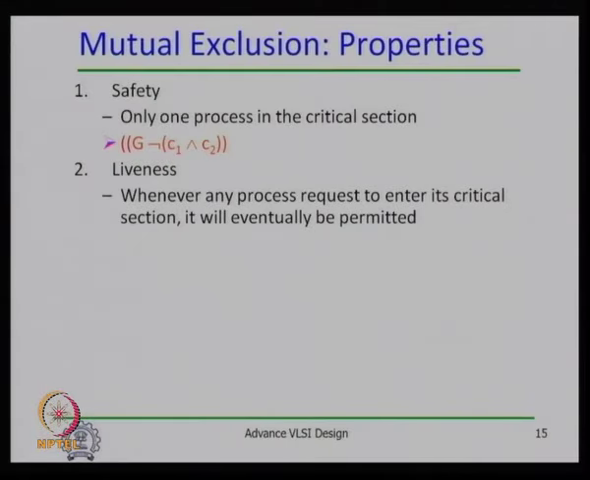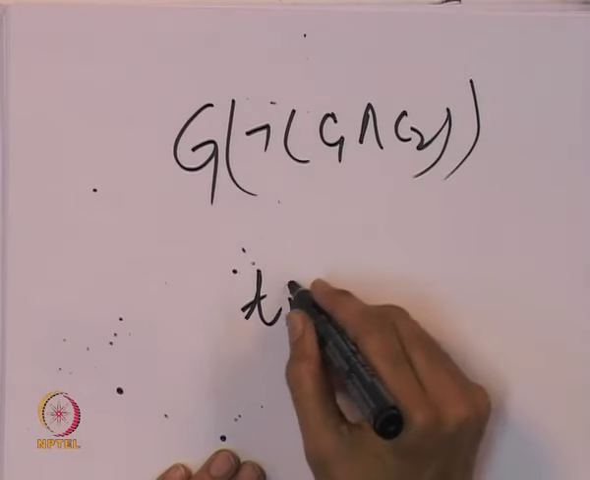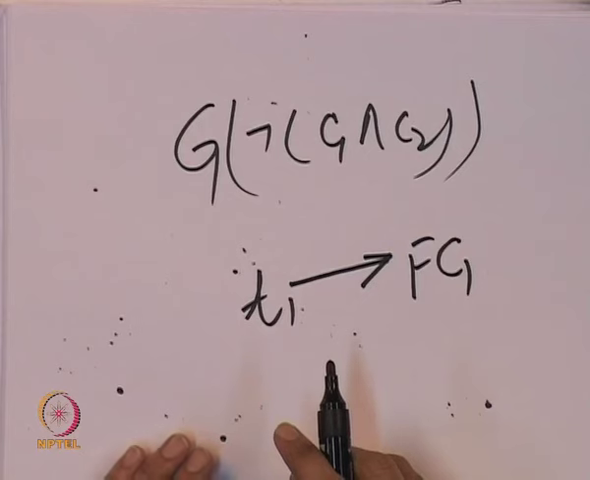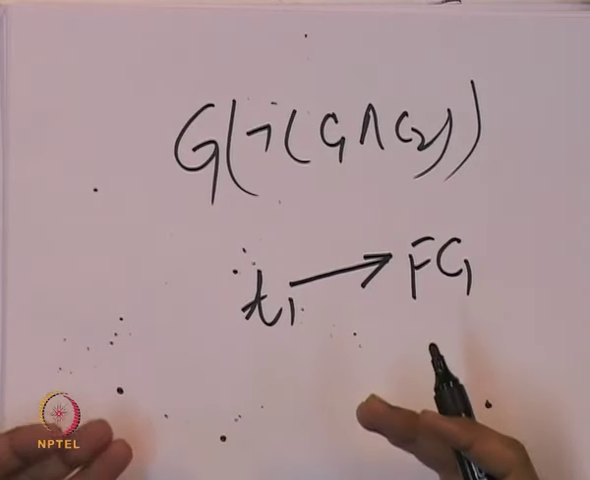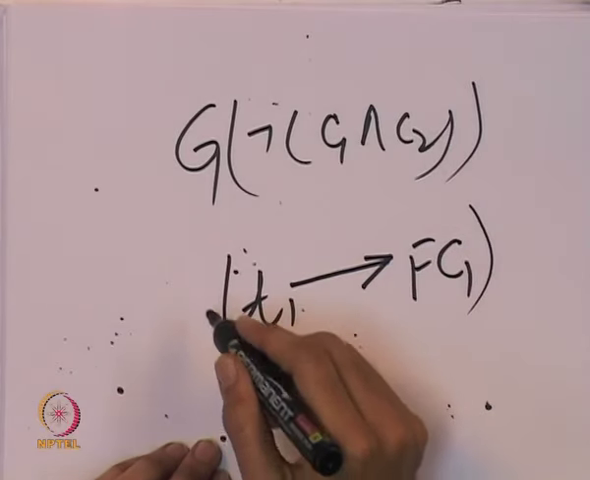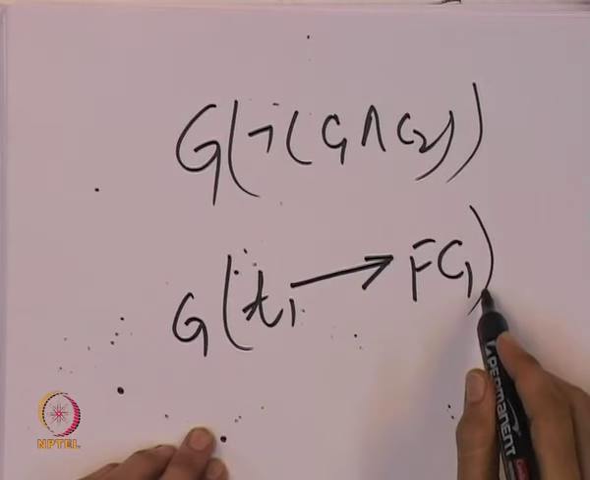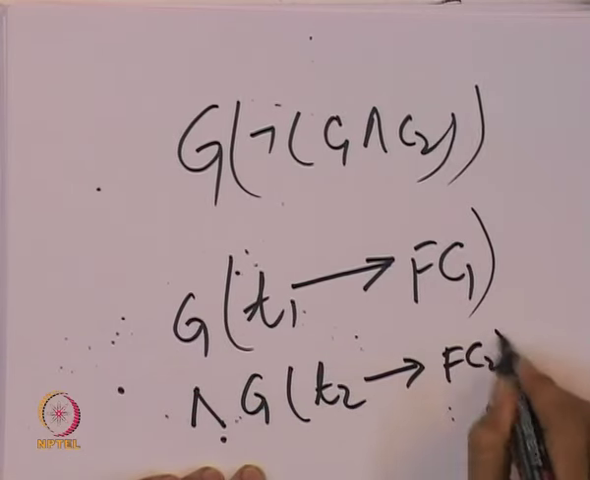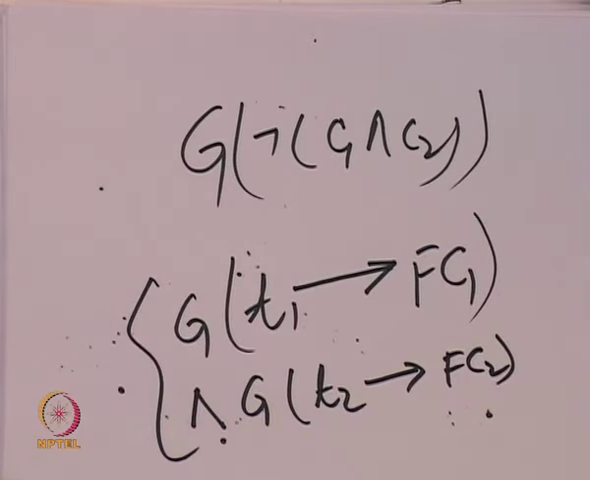The second property is the liveness property, which says that whenever any process requests to enter into the critical section, it will eventually be permitted. So whenever a process is trying, somewhere in the future it should get access. Whenever some process, say T1, is trying, then after several cycles, I do not know how many, it should get access. That means it should go into the critical section, or get access to the common resource. This should hold good globally. This is for process P1. This should also hold good for process P2, that means T2 implies F of C2. So now this encodes the liveness property.